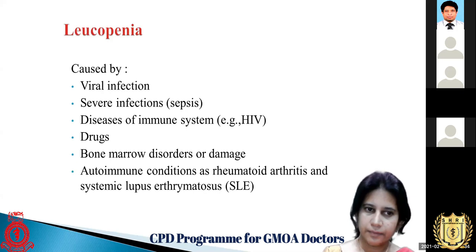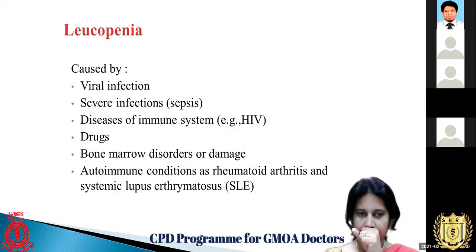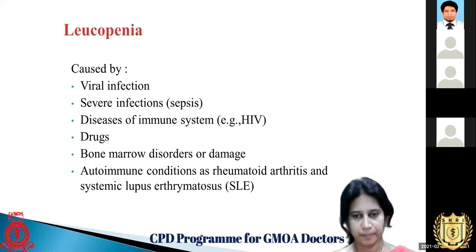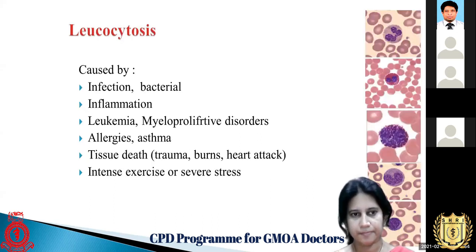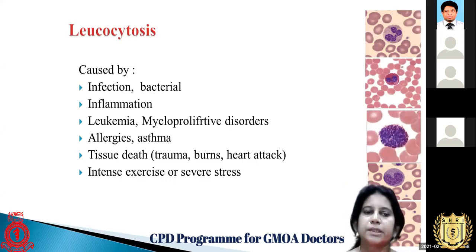On leukopenia, only one point I just want to highlight: severe infection causes leukopenia, which is very common in hospital setups, in ICU patients, critically ill patients. And there are a whole lot of causes for leukopenia. The opposite is leukocytosis. The commonest causes are bacterial infection, inflammation, leukemias, tissue damage, and intensive exercise.